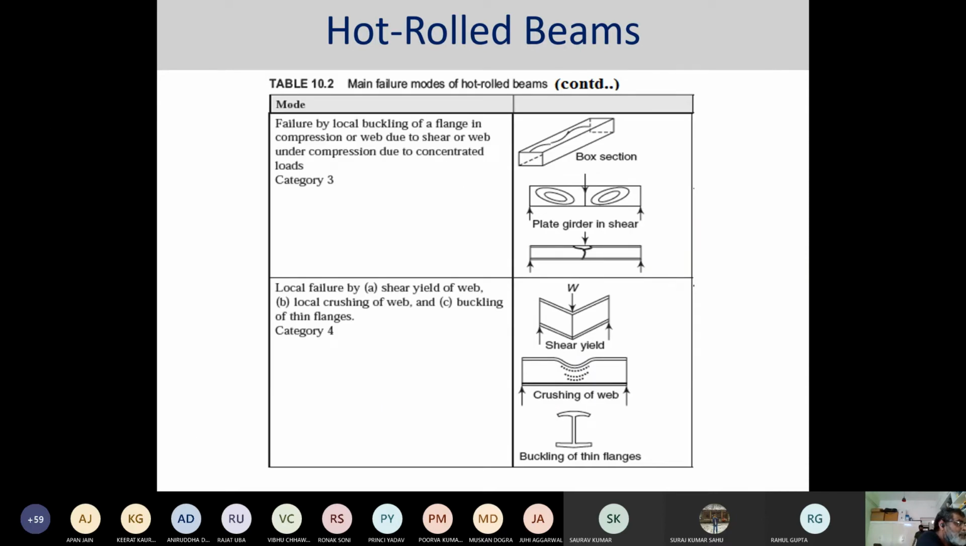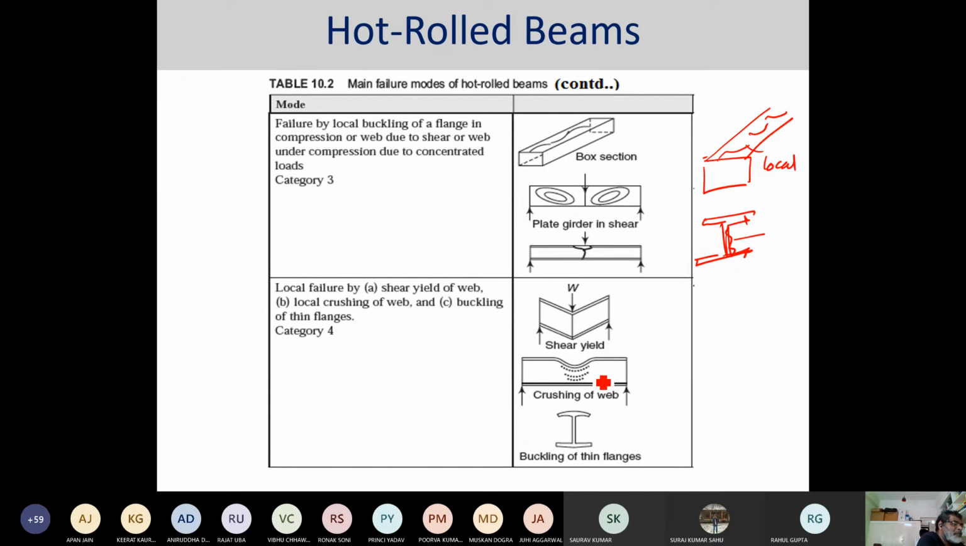Then you can have failure by local buckling of a flange or local buckling of a web because of shear. That was a global buckling where the entire beam had buckled. Another is that you can have a box section, and the top, which is under compression, can buckle, which can give you some kind of local buckling problem. You can have a beam with a web, and the web is under shear, and this can buckle because of that. So either your local plate buckling or your local buckling section.